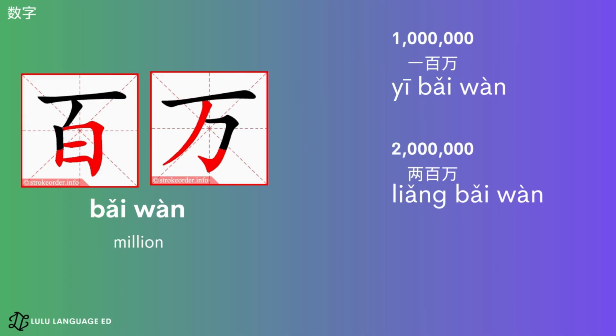Now, let's move on to 1,000,000 or million. We say 1,000,000. 2,000,000. 200,000.